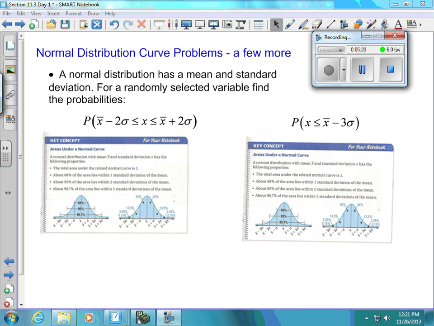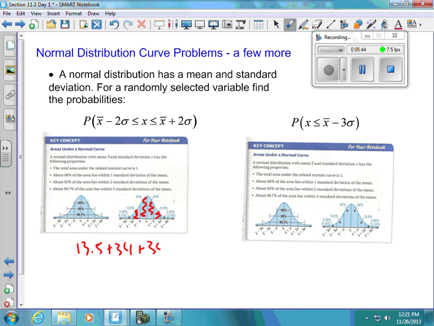Okay, the probability that we are between 2 standard deviations below and 2 standard deviations above, well, we can add up all of these. 2 standard deviations below, that's 1, 2, 3, 4. Well, that's 13.5 plus 34 plus 34 plus 34 plus 13.5, which is 95%. We can also get it from this interval right here, right? That's 2 standard deviations above and below.